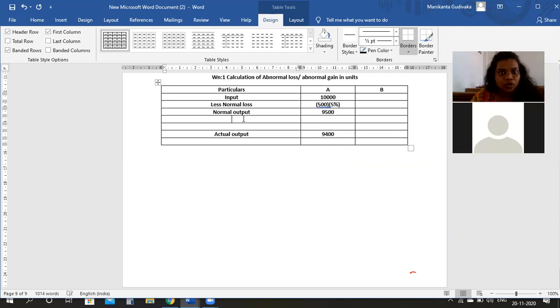Abnormal loss. So here you have a clear loss, an abnormal loss of how many units? You have 100. Anyone, any doubts till here?